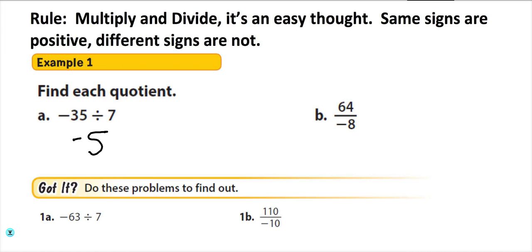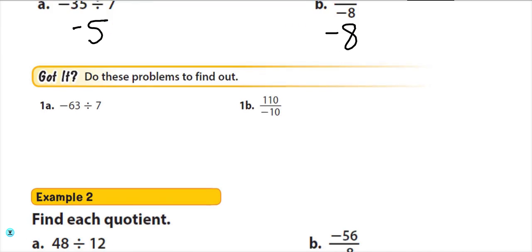Okay, let's take a look at letter B. So we have 64 divided by negative 8. 64 divided by 8 would give us 8. There's one negative, so it's going to be negative. Okay, go ahead and pause it, and let's try 1A and 1B. Got it question by ourselves.